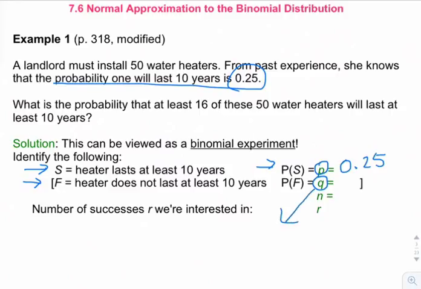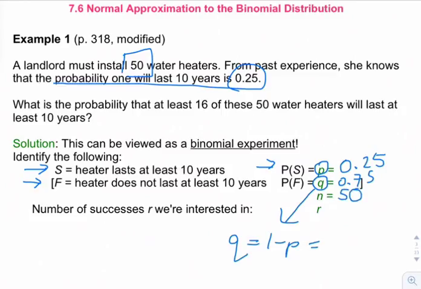So what about Q? S and F, success and failure, are complementary events, so their probabilities must add up to 1. So Q is 1 minus P. So that is 1 minus a quarter, which is 3/4. So the probability that a water heater does not last at least 10 years is 0.75. So N, what is N going to be in this case? How many water heaters are we looking at? 50 water heaters. So our N is going to be 50.